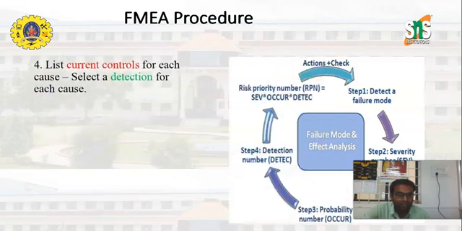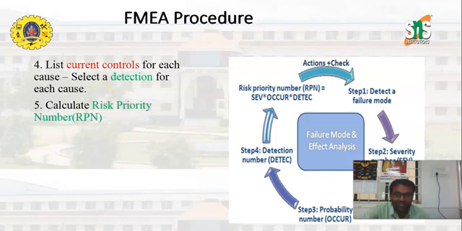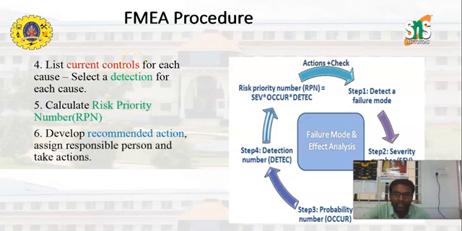The fourth step involved in the FMEA analysis is detection. First, we want to detect the failure mode. Second, we want to know the various causes of the failures, and then we want to control the causes of the failure and select the detection for each cause. Next step is to calculate the risk priority number, that means RPN. Next we want to develop the recommended action, assign a responsible person and take actions.